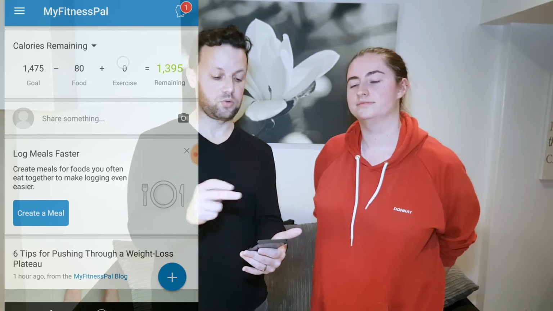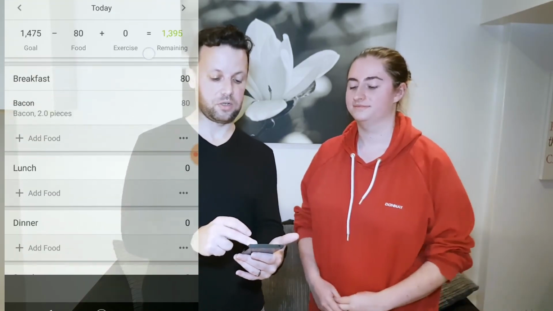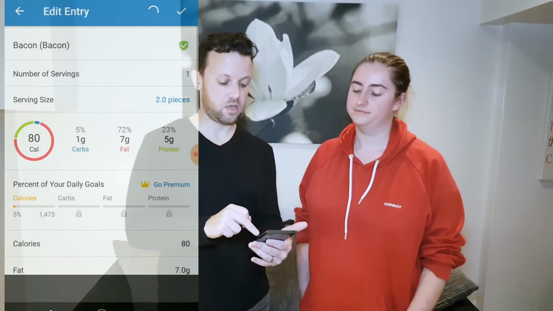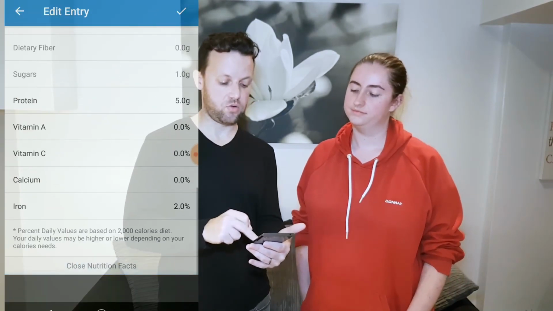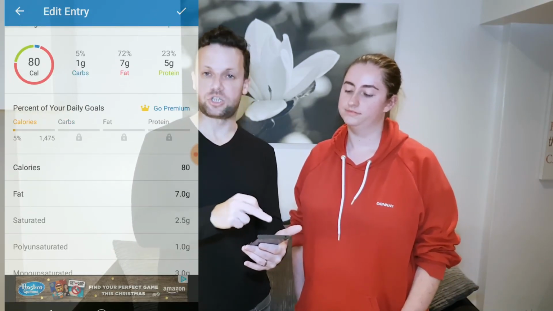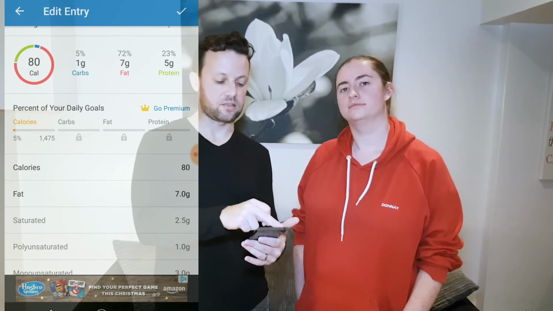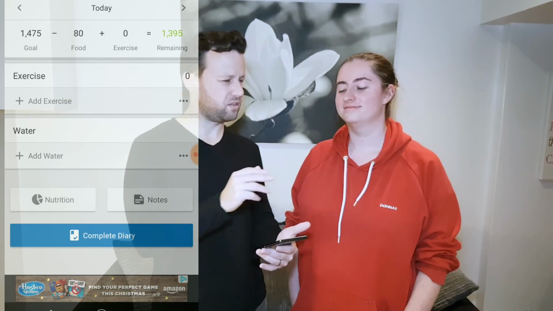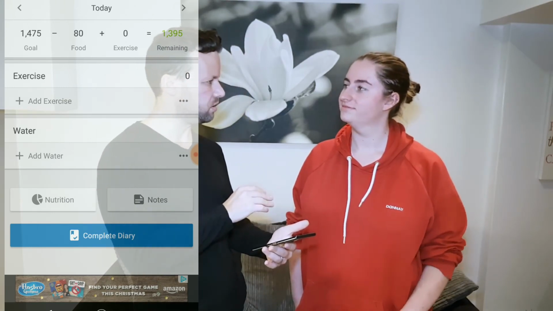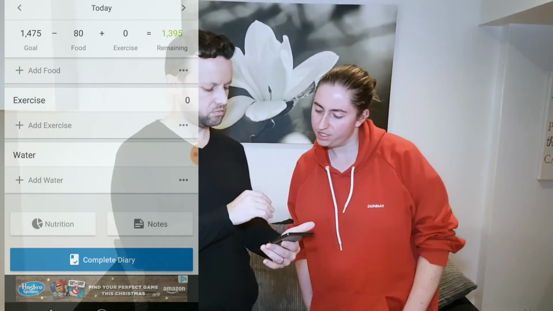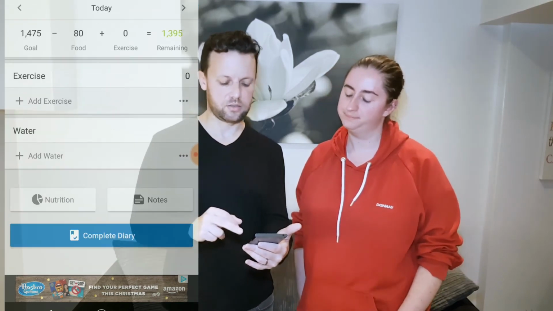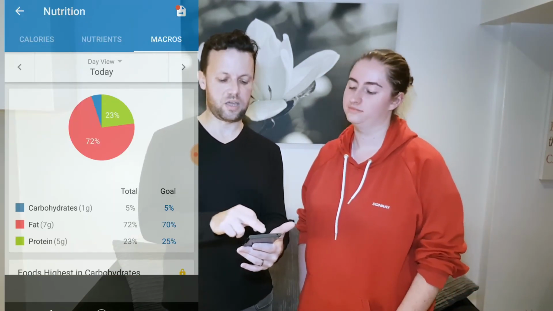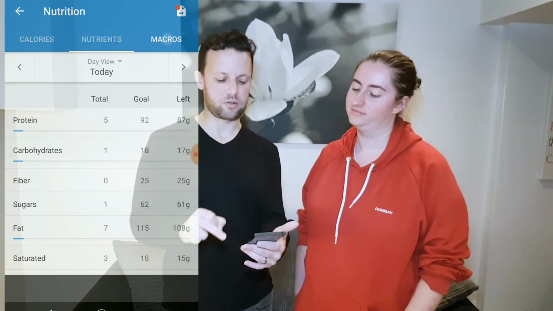Every time you want to enter your food, for example, if you enter bacon, 2 pieces, you can go and check how many carbs and how much fat that has. At the end of your day, if you scroll all the way down, I think it might be slightly different on your iPhone, is it? Perhaps. No, it's right at the bottom. Okay. You can go to nutrients, and from there you have your calories, nutrients, macros.